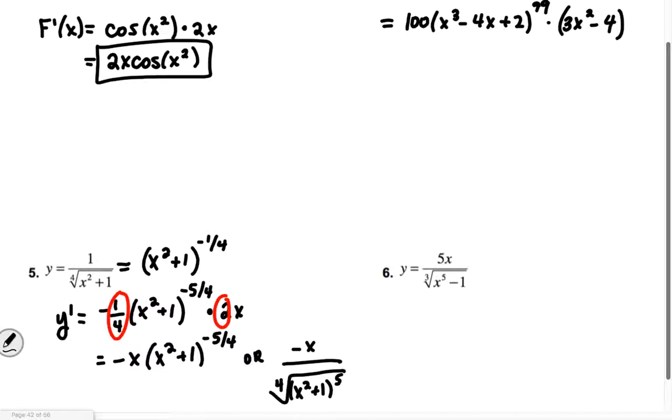Would it be negative 1/2 versus 1/4 times? Oh, I forgot my 2. Thank you. So a 2 here.